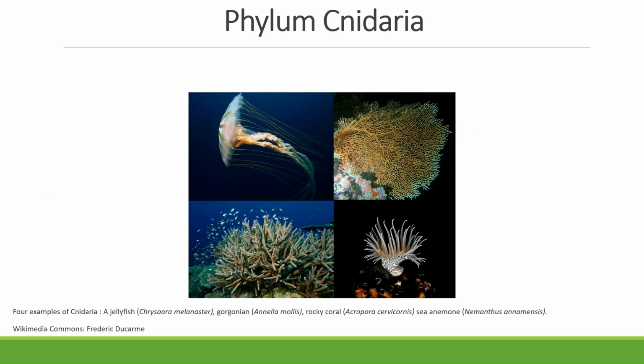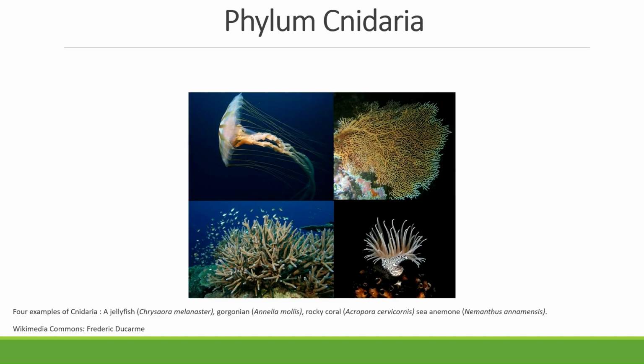To the next major step in animal evolution, phylum Cnidaria. These are the jellyfish, corals, sea anemones, and their relatives, often called stinging-celled animals. The photo on the slide shows four very different members of the group: a large jellyfish, a gorgonian soft coral, a branching stony coral, and a colorful sea anemone.